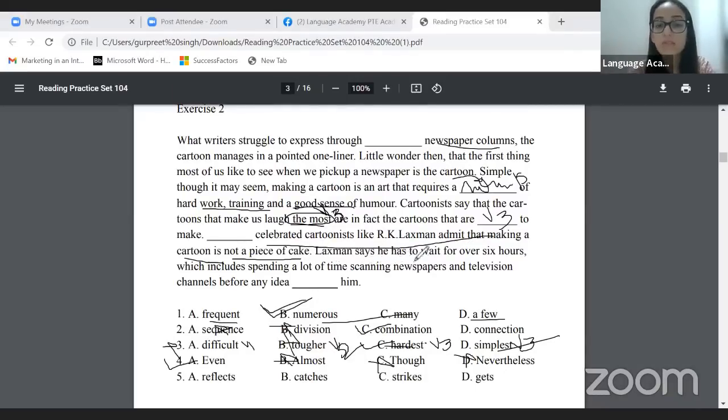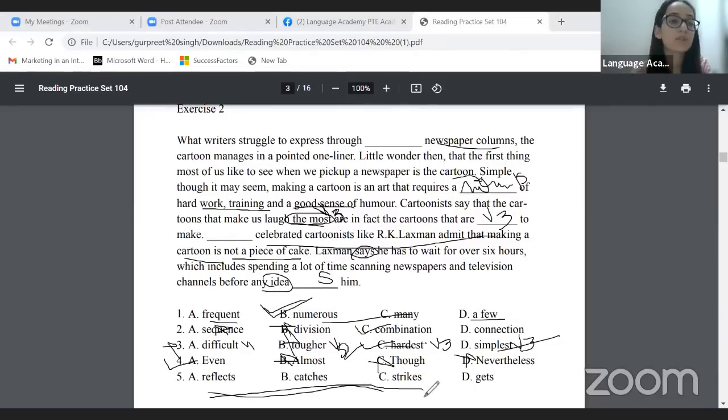Lakshman says he has to wait for over 6 hours, which includes spending a lot of time scanning newspapers and television channels before any idea dash him. So what tense is the statement in? Present tense. So we also need present tense. If there would be anything past, you should first eliminate that, but we don't have it. Idea is singular, so we need a verb with S. That should be the second check. All the verbs are with S.